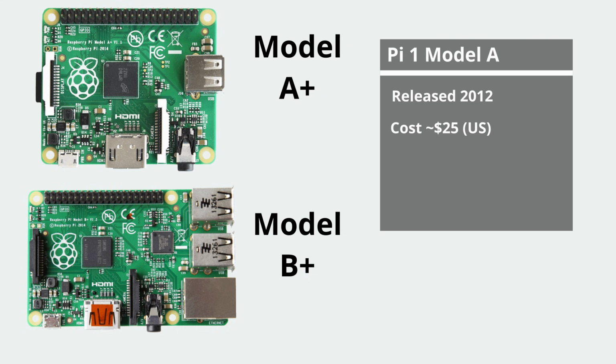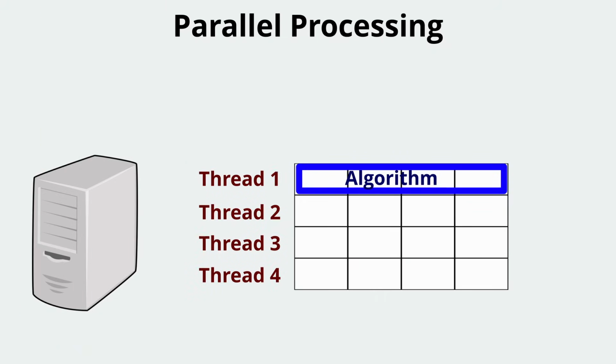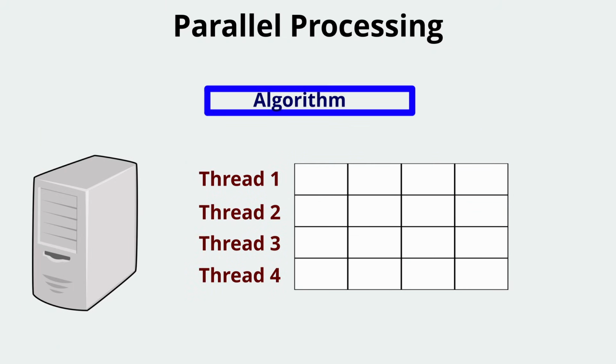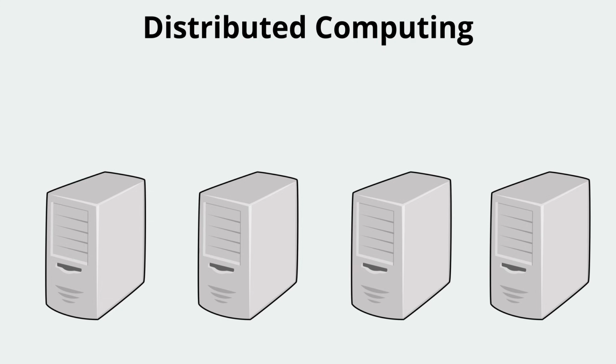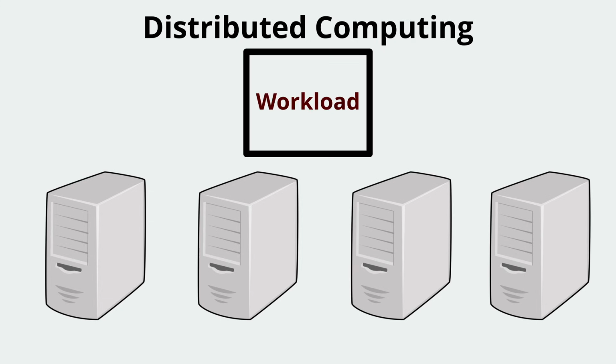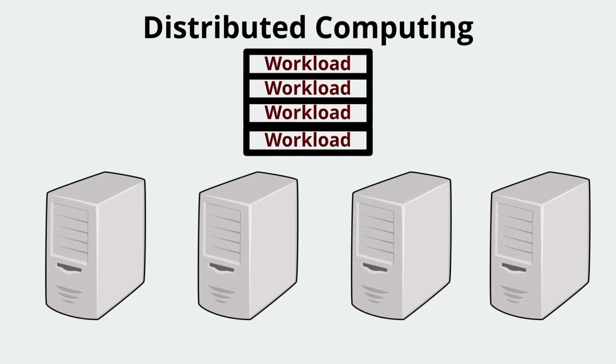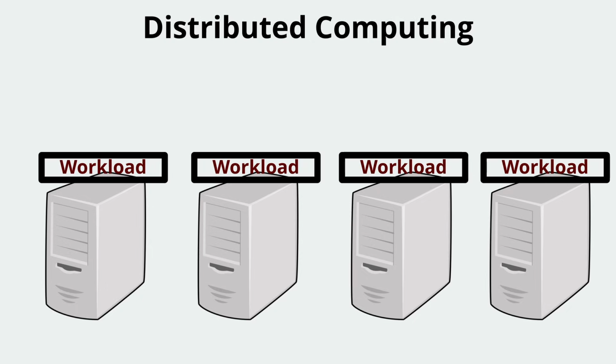Pi clusters were introduced soon after the first Raspberry Pi was launched back in 2012. The early Pi clusters were largely used for academic purposes in the growing field of parallel processing, which involves optimizing algorithms by breaking them down into smaller operations that can then be run on separate threads at the same time. They were especially useful in the subfield of distributed computing, where a workload is broken up to be run on separate computers at the same time.